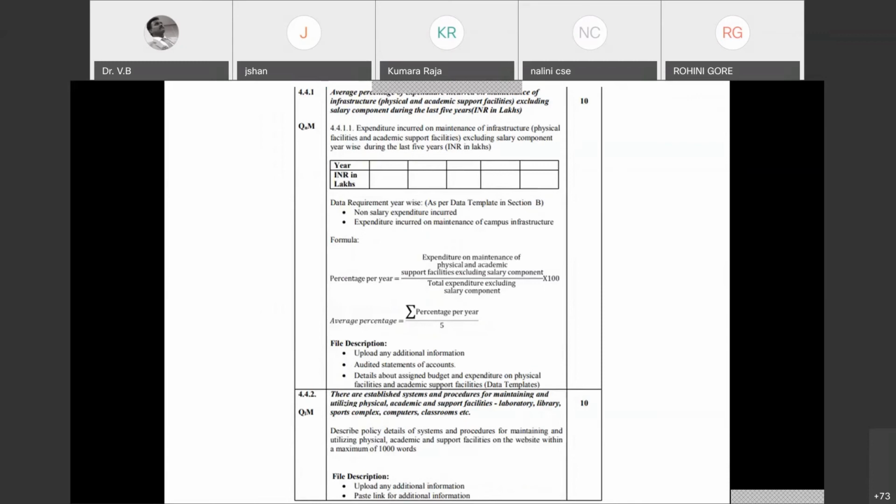Next is expenditures incurred on maintenance of infrastructure facilities. That is, any painting activity that was carried out, any transportation materials, transport buses that were taken for service. So all that will come under the expenditures incurred on maintenance. Please remember that this is only for maintenance of the infrastructure and not for new buildings that have been built.